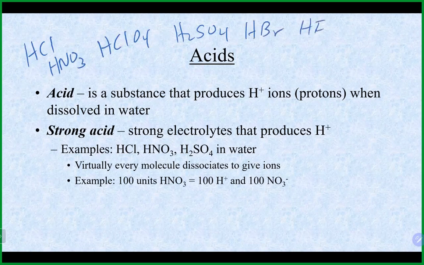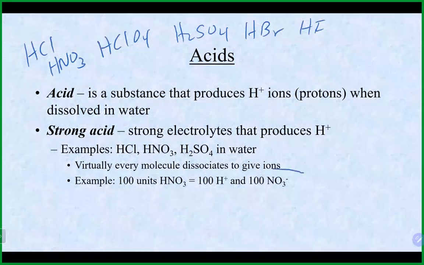And again, those 6 that I listed earlier are all strong acids. They're all strong electrolytes, and they all will 100% break apart in solution. So when you have something like nitric acid in solution, it's all ions. None of the whole unit is still together.